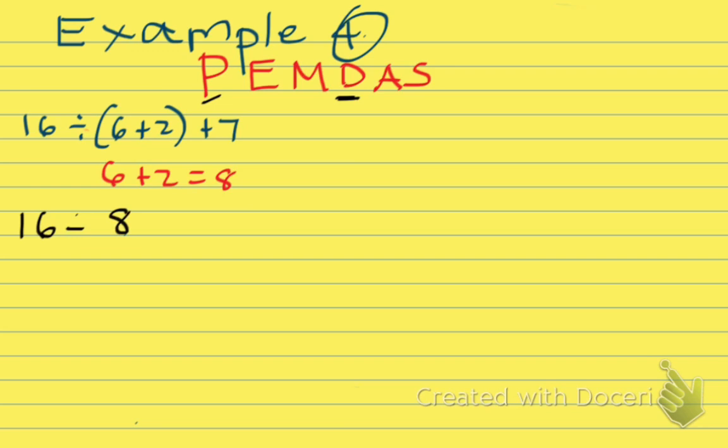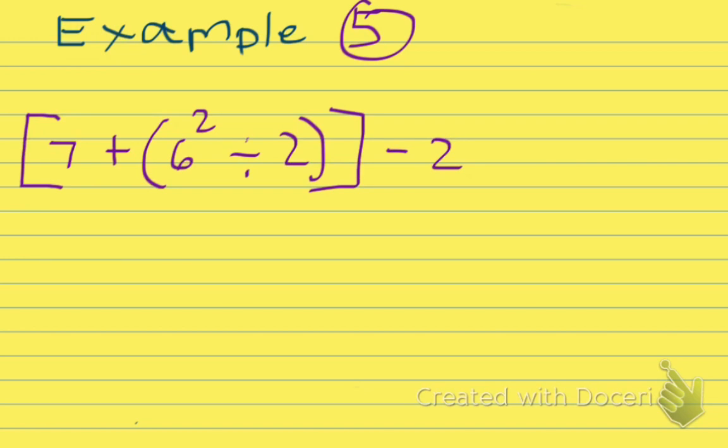So 16 divided by 8 plus 7. Now let's see the answer to our division. 16 divided by 8 equals 2. And then let's look at addition or subtraction. So we have the addition first. So 2 plus 7 equals 9. So the answer to our problem, 16 divided by, inside the parentheses, 6 plus 2 plus 7, is 9. Equals 9.